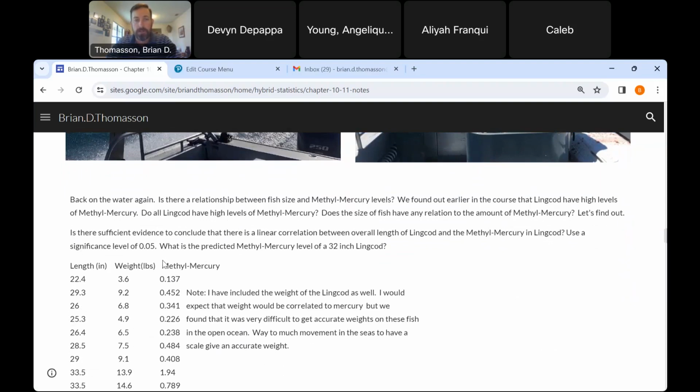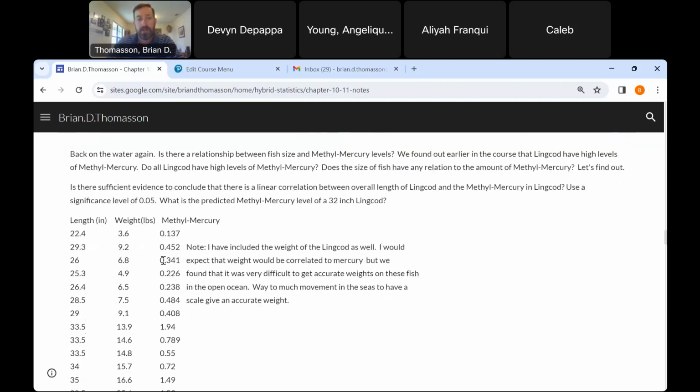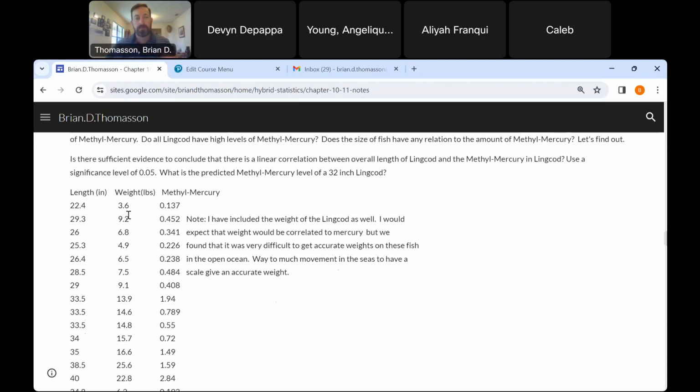So what I want to do is say, is there sufficient evidence to conclude that there's linear correlation between the overall length of lingcod and methylmercury in lingcod? Is there a relationship between the size of the fish and the methylmercury? Now, I have the summarized data here. I have the length of all the fish that we caught on that survey, the weight of them, and the methylmercury levels. Ideally, I think weight would probably be a better predictor of methylmercury than length, because you can have a short, fat one, which means he probably ate more, and if he ate more, he probably has more methylmercury.